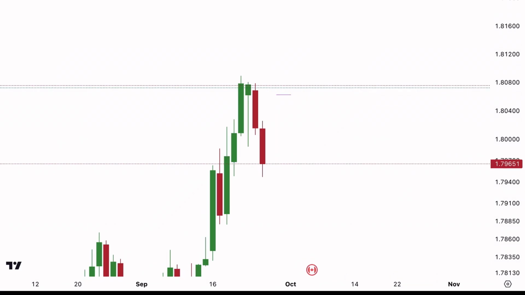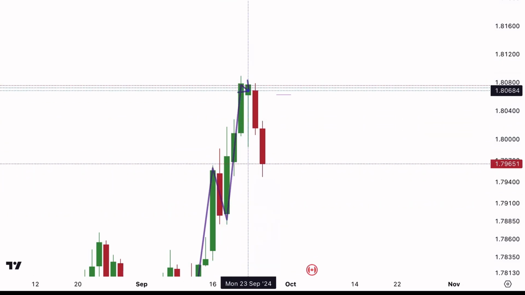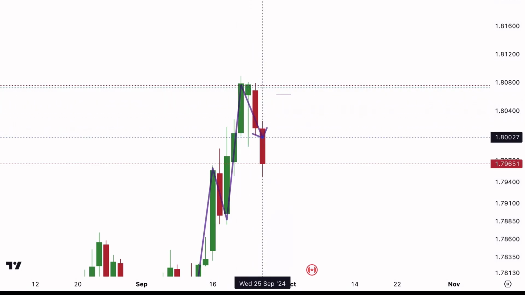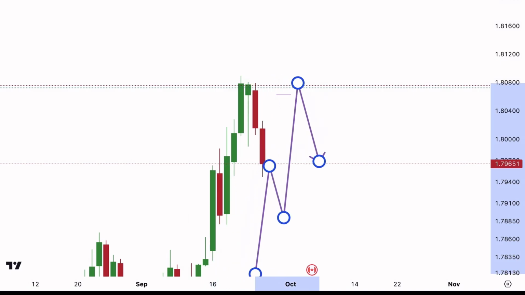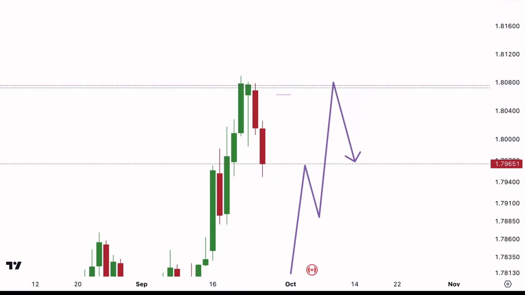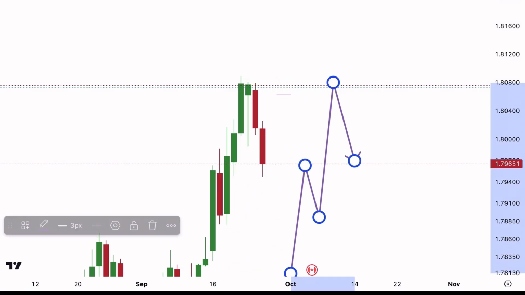Let's start with GBP CAD. First, you need to understand, are we bullish or are we bearish? So, are we looking for buys or are we looking for sells? I will draw out the previous market structure to give you guys an indication if we are bullish or if we are bearish. As you see, price is clearly making higher highs and higher lows, meaning we are in a bullish market. So we are looking for buys.